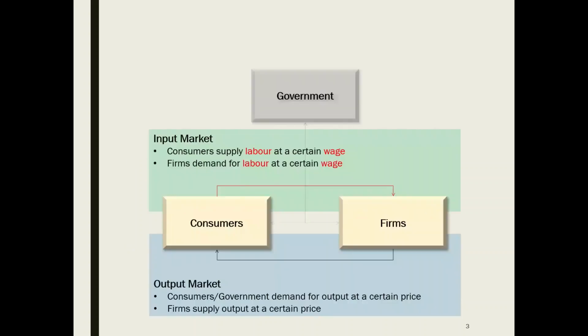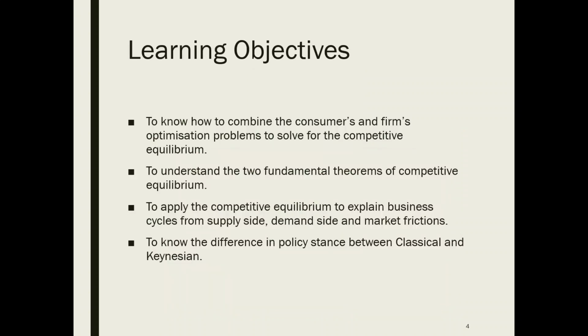Looking at this conceptual framework again, the previous lecture focuses on the representative agent's optimization behavior at a certain wage. This lecture will investigate the interactions between representative agents to analyze the equilibrium wage per se in the labor market. Therefore, the first learning objective is to know how to combine the intra-temporal conditions of the consumer and the firm to solve the competitive equilibrium.